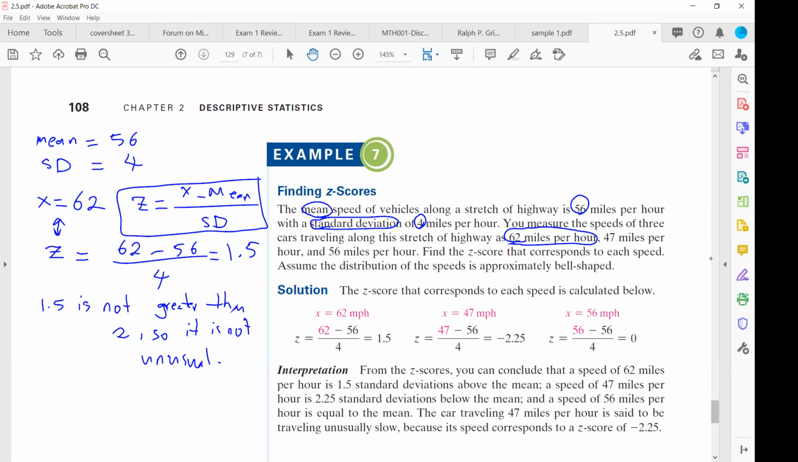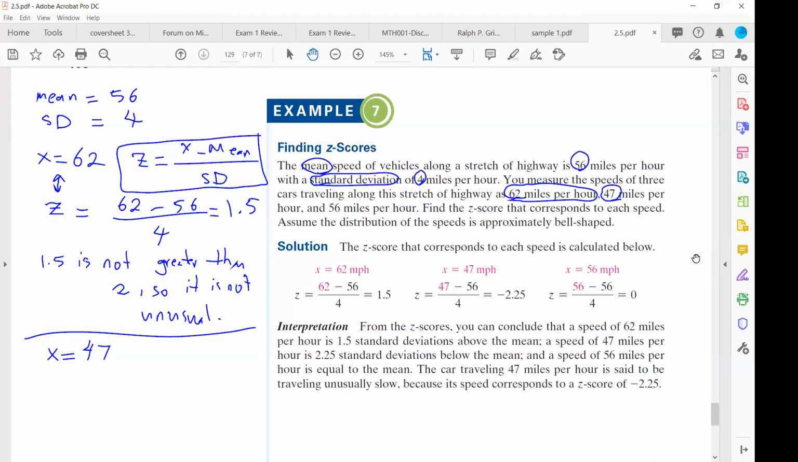The next one, my next X is 47. So my goal is to check to see if it's unusual or not. What is its Z? We have to do the calculation. X minus mean, 56, divided by standard deviation. If you do the calculation, you have a negative number, negative 2.25. Is it less than negative 2?